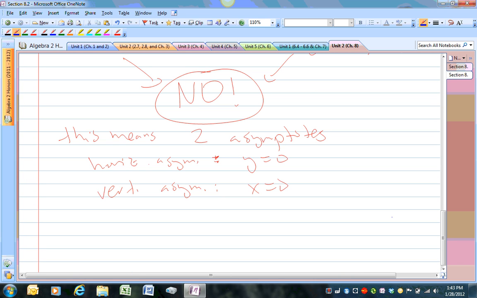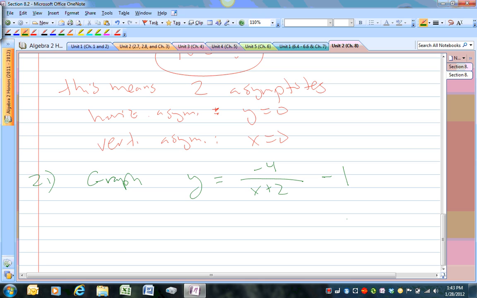So let me do one more example, and then I'll give you guys a couple problems to do over the weekend. Then we'll discuss more detail on Monday when I see you guys. Let's say I ask you to graph the following. Graph y equals negative 4 over x plus 2, minus 1. So this one's a little crazy.